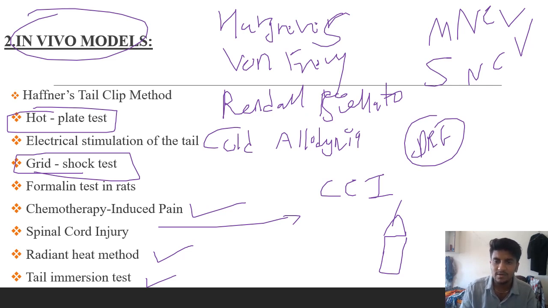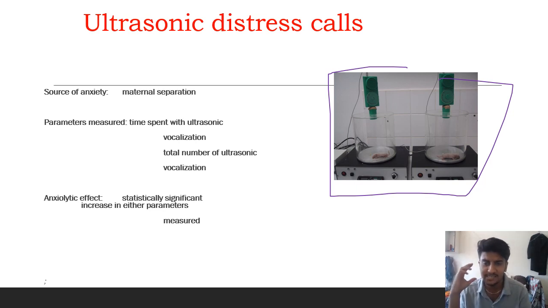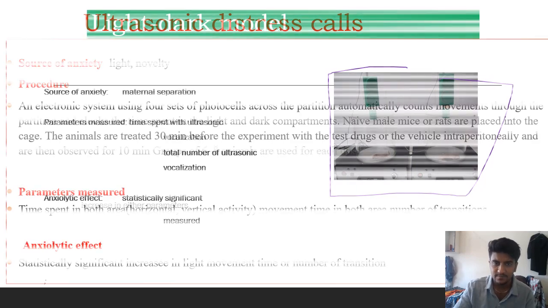Randall-Selitto is a hyperalgesia technique whereby you apply pressure. One is pain causing, and allodynia is a non-painful stimulus. So all these techniques, and there is Haffner's tail clip model as well. Then there is the ultrasonic distress cell. You keep the rats in ultrasonic distress and you check the extent of vocalization, whether the vocalization rate increases or decreases, and then there is distress measurement, right?